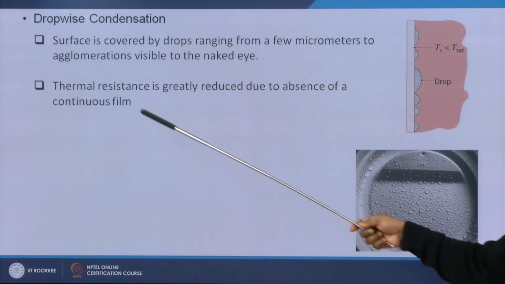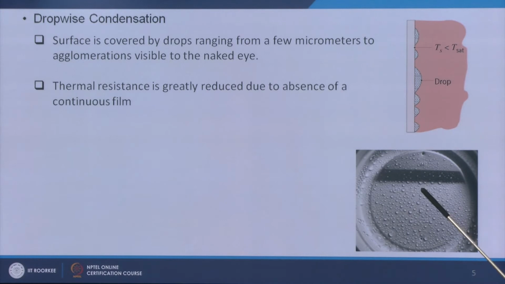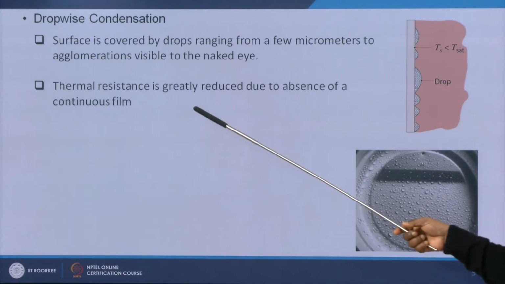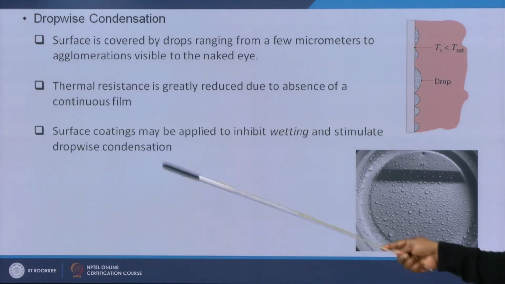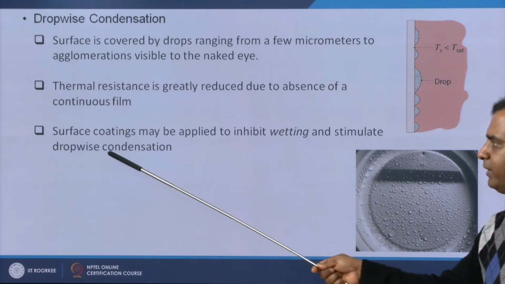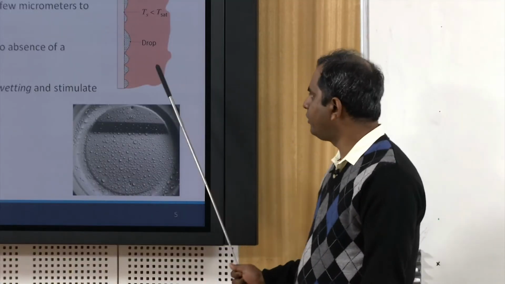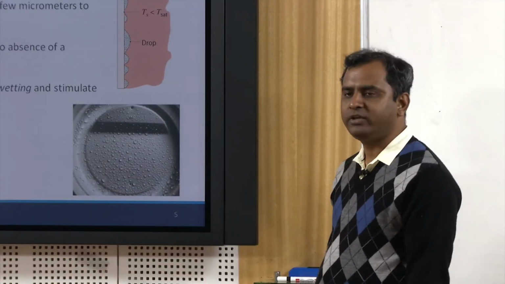Next, thermal resistance is greatly reduced due to the absence of a continuous film, as vapor can come directly in contact with the surface, in this case in between the droplets. So, resistance is greatly reduced. Then a surface coating may be applied to inhibit wetting and simulate droplet condensation. If you apply a special type of coating over the surface, filmwise condensation is discontinued and it will form dropwise condensation like this if you play with the wettability.